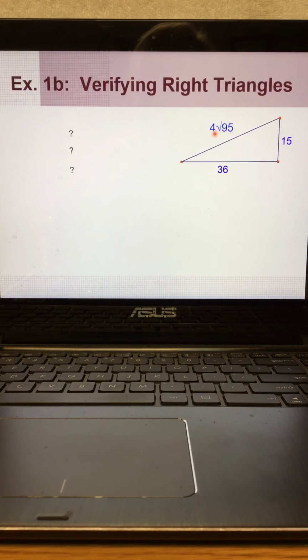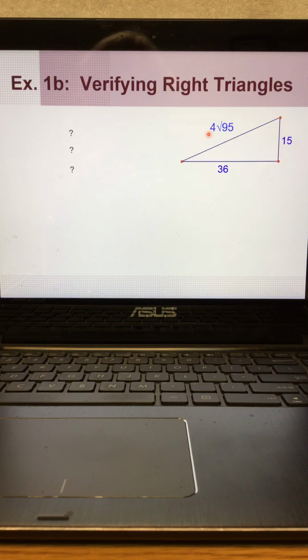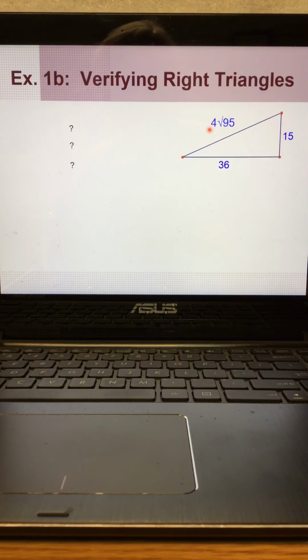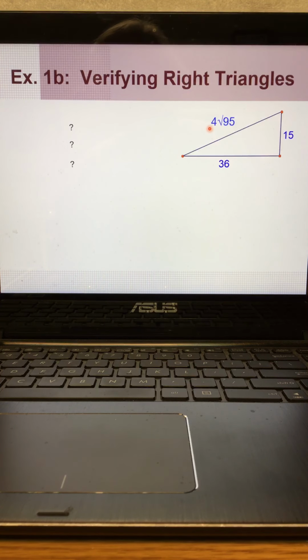Let's try the next triangle. This one has 4 square roots of 95, 36, and 15. Again, the square root of 95 is almost 10, and 10 times 4 is 40. Or you can punch that into your calculator and see how much 4 times the square root of 95 would equal, and then you can make certain like that. So when I punched it into my calculator, I got that it came out to be 38.9.